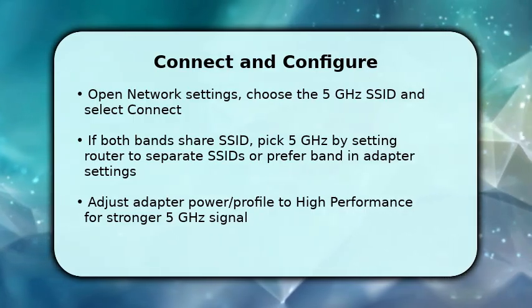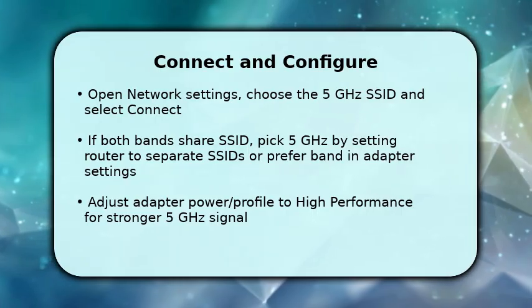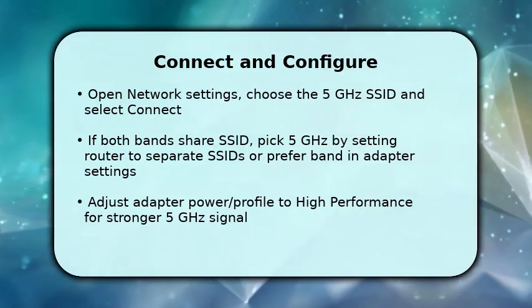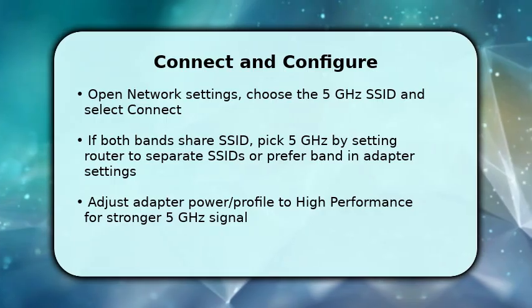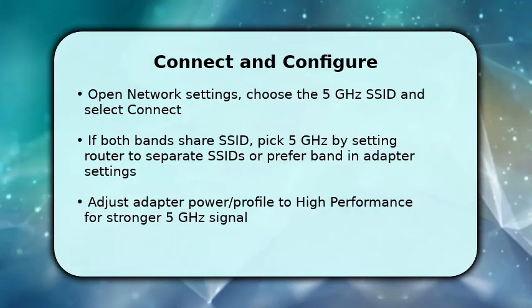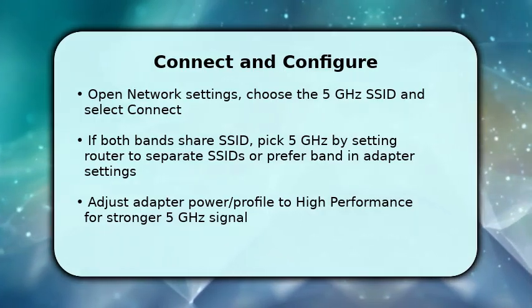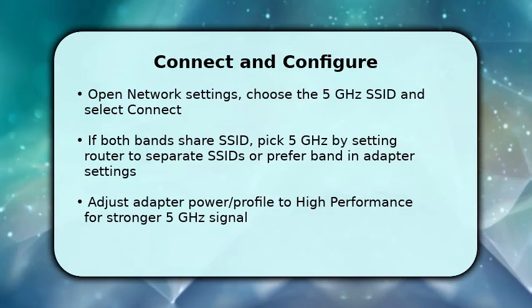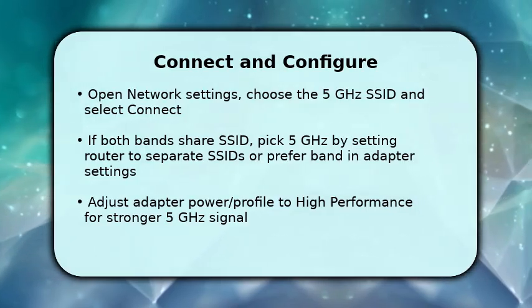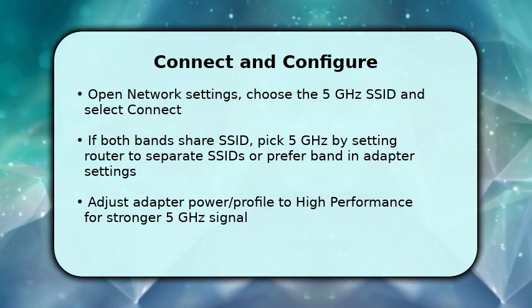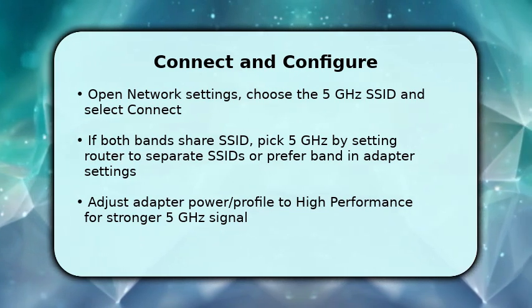If your router uses a single SSID for both bands, either split them in the router or set the adapter's preferred band in Advanced Properties to favor 5 GHz. This avoids being bumped to 2.4 GHz. Also set the adapter power plan to high performance to reduce roaming and maintain throughput.